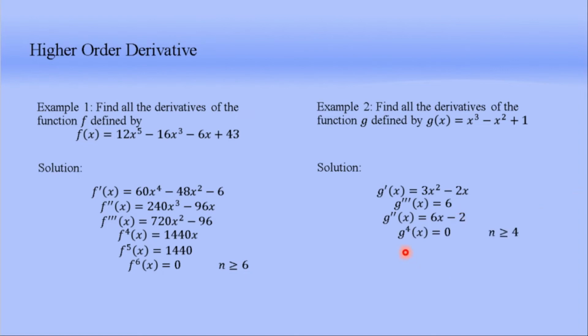And so we can still find the derivative of this function to the fourth exponent. The derivative of 6 is 0. So the n is greater than or equal to 4.